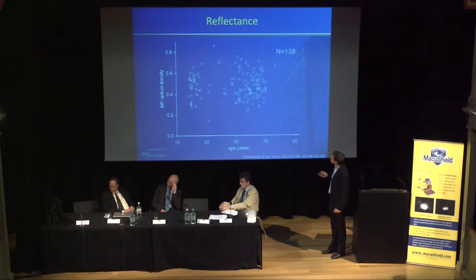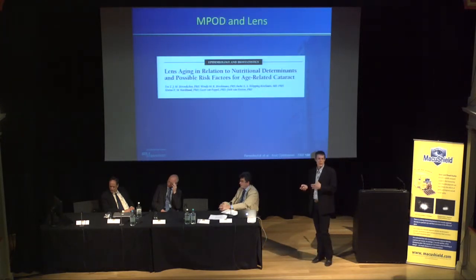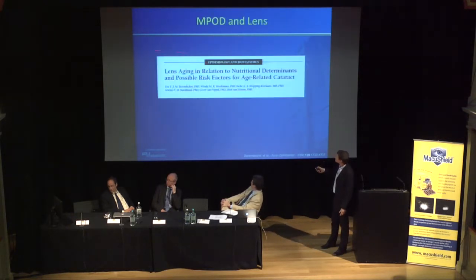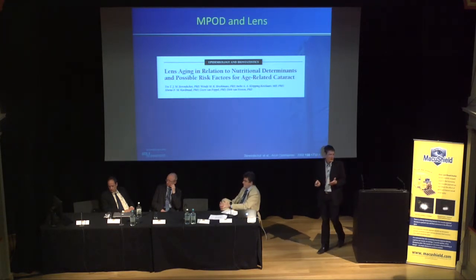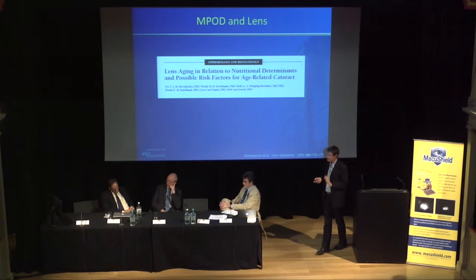This is another example, which was measured yesterday. We also looked, since we are able to have lens optical density with the same device. We also did this study 10 years ago where we noticed that lens optical density is lower, so better, so to speak, when you have a higher macular pigment optical density. So lenses don't age that fast if you have a high macular optical density.